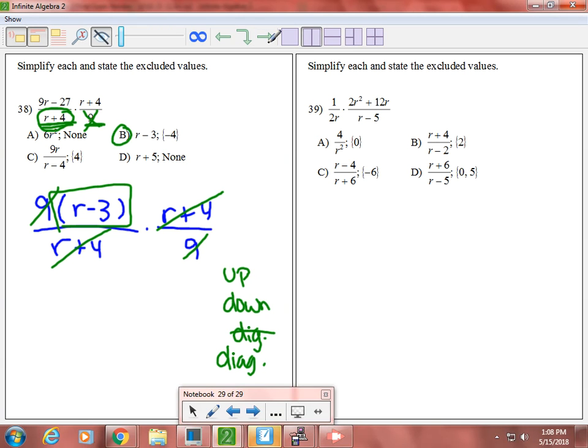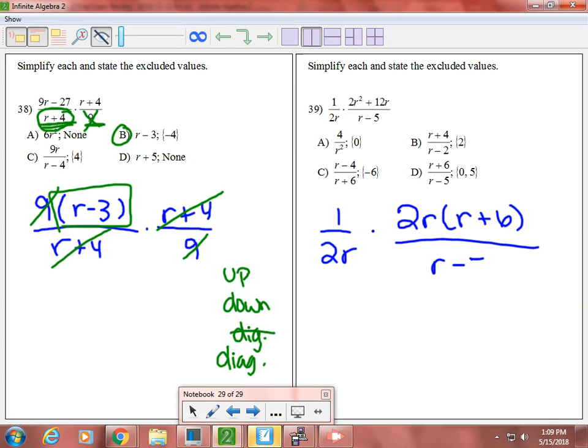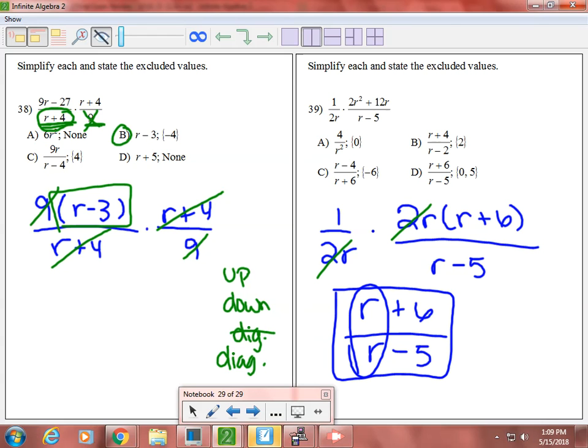Okay, so on this one, I have 1 over 2r. I'm going to take out a common 2 and r from this, because if I take out 2 and r, I'm left with r plus 6 over r minus 5. So then diagonally, I can get rid of this. And then I'll be left with r plus 6 and r minus 5. The biggest mistake that I keep seeing people making is you try to get rid of that. You cannot do that. This is your answer, okay, because it's held together by addition.